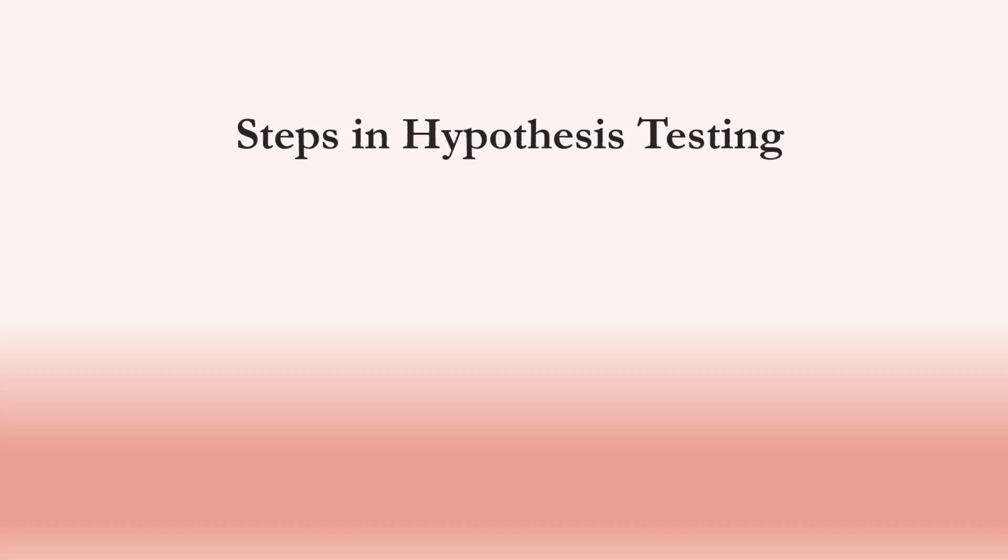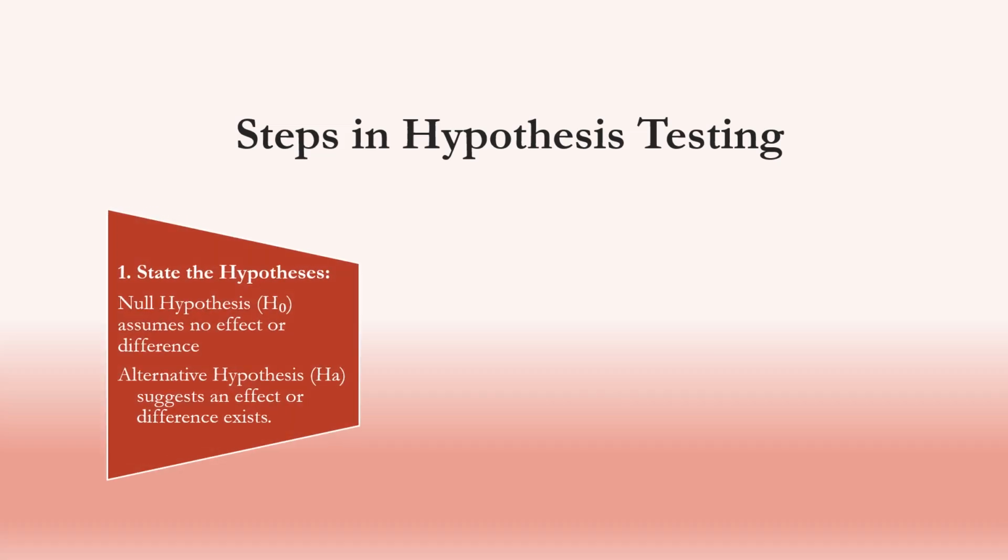Steps in hypothesis testing. The first step in hypothesis testing is to clearly state the null hypothesis and the alternative hypothesis. Null hypothesis assumes that there is no effect or no difference in the population. It represents the idea that the observed effect is due to chance. Alternative hypothesis suggests that there is an effect or a difference in the population. It represents an idea we are trying to test and support.